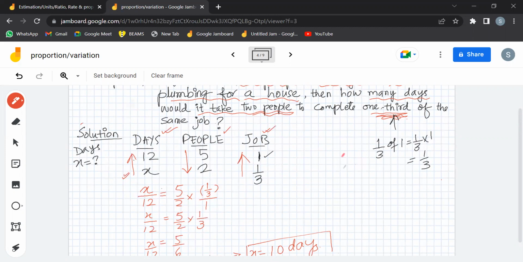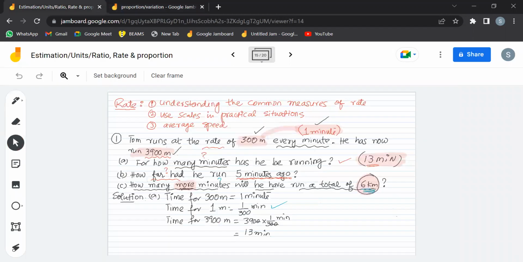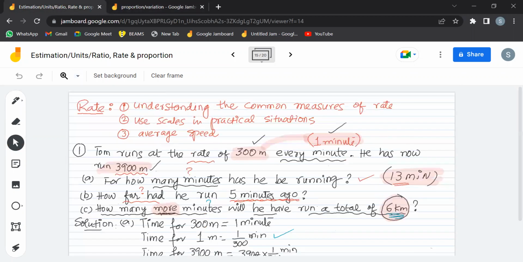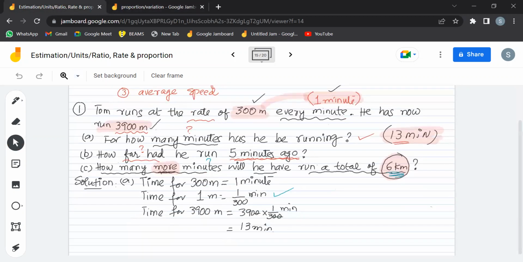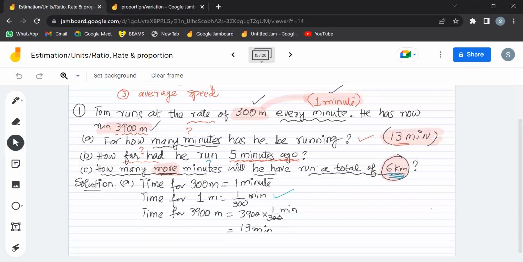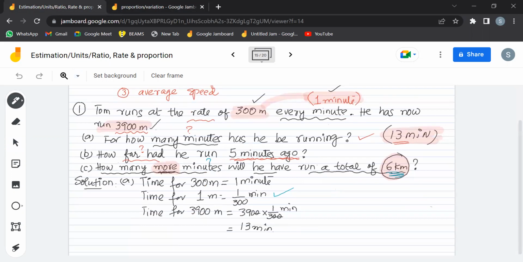We can solve the question which we solved earlier by using this concept. So we have a question here. Earlier we solved this question by using the unitary method. Now, let us solve the same question and you can reach the same answer quickly, using the concept of proportion.